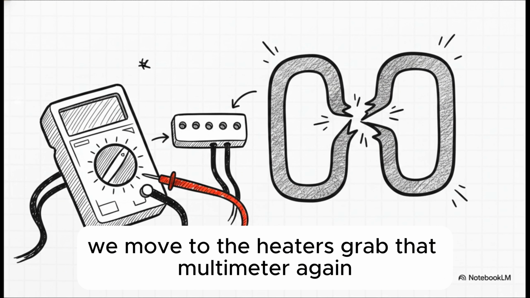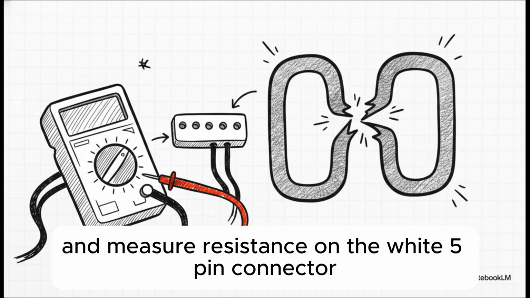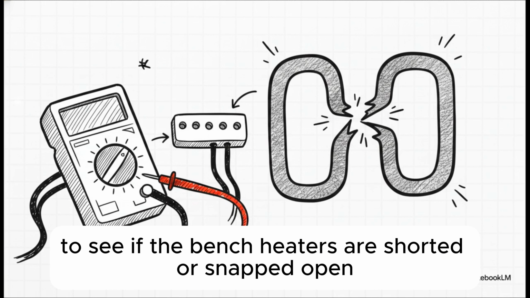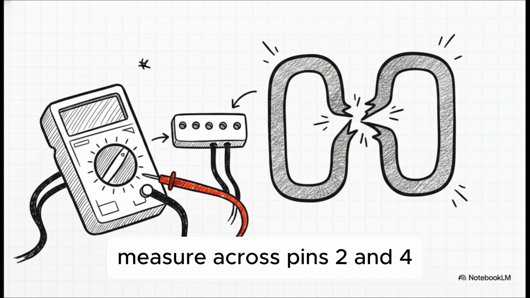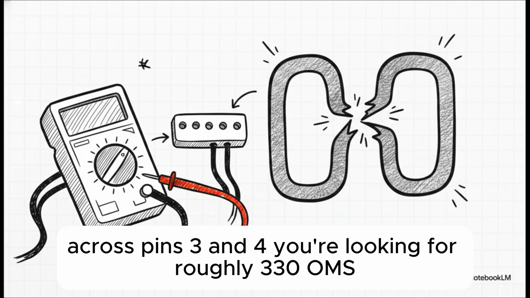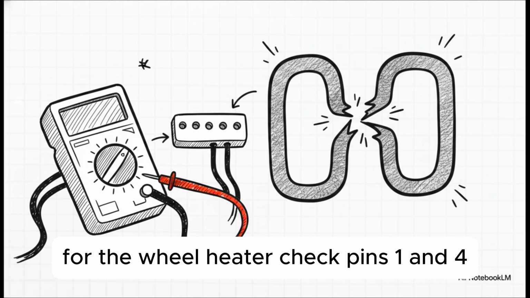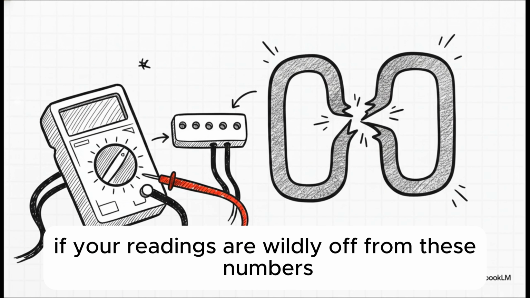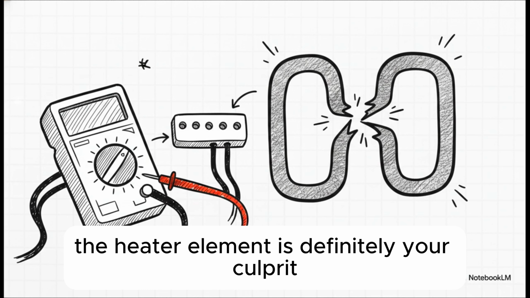If the thermistors check out, we move to the heaters. Grab that multimeter again and measure resistance on the white 5-pin connector right below the sample temp sensor on the bench. To see if the bench heaters are shorted or snapped open, measure across pins 2 and 4. You want about 76 ohms there. Across pins 3 and 4, you're looking for roughly 330 ohms. For the wheel heater, check pins 1 and 4. That should be right around 275 ohms. If your readings are wildly off from these numbers, the heater element is definitely your culprit.